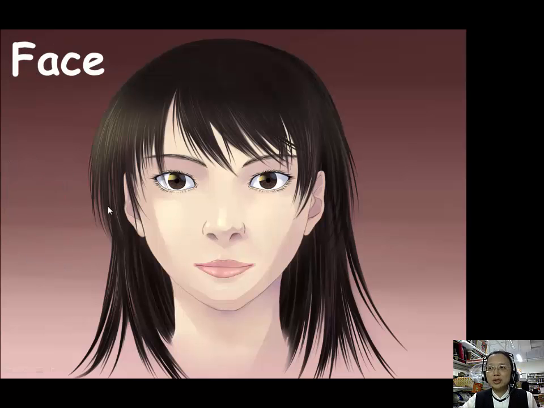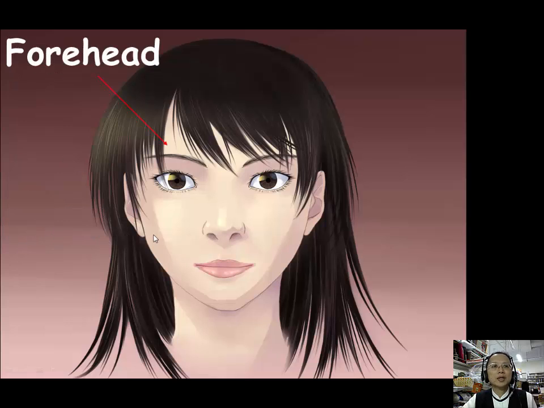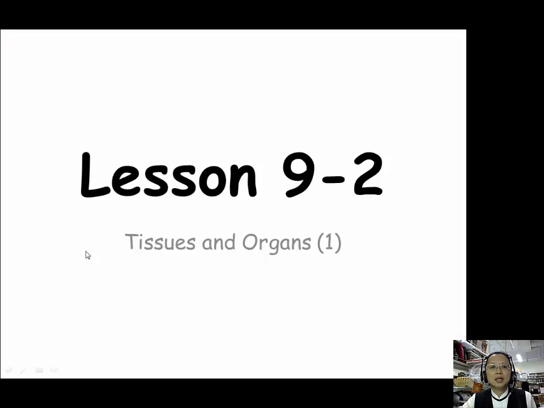To talk about the face, we use two prefixes, F-A-C-I and P-R-O-S-O-P. For the forehead, we use one prefix, front, F-R-O-N-T. Now let's proceed to the second part of lesson 9. We will start learning how to say our eyes, nose, ears, and mouth in professional prefixes and suffixes.